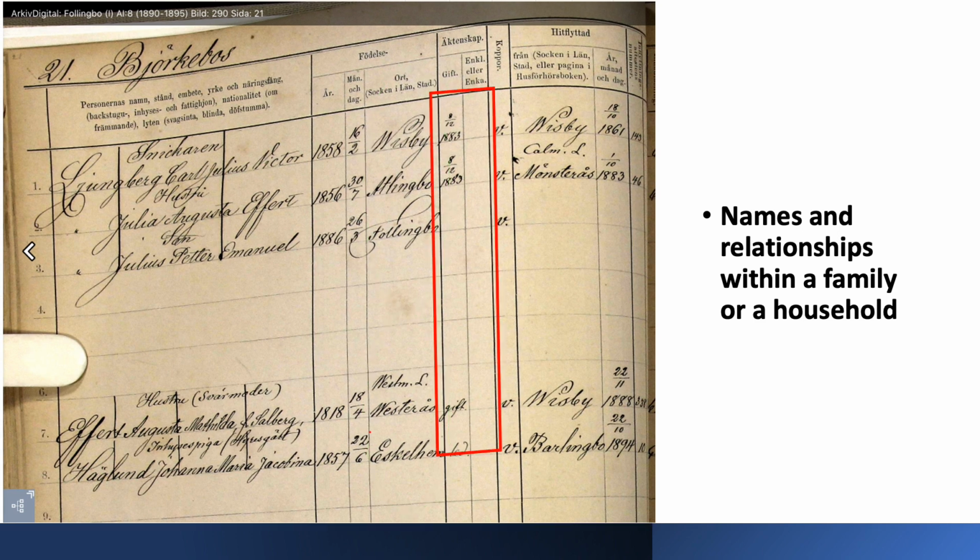The column that says äktenskap is regarding their marital status. It often tells the marriage date or perhaps when they were widowed. In the next column, you'll see the letter V. That means the person has been vaccinated for smallpox. If it had an N, it would mean that they had been naturally immunized, which means that they had had smallpox.